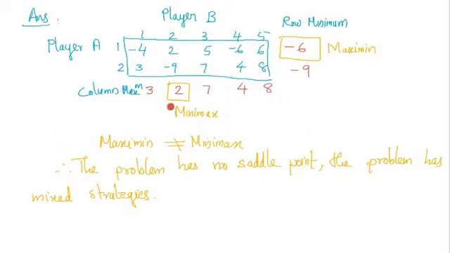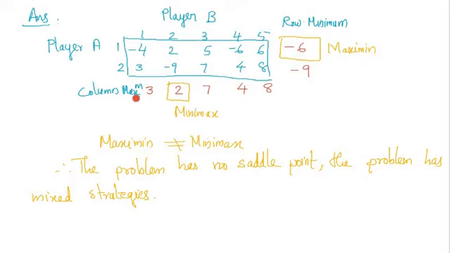Next we will see whether the problem has a saddle point. For that, find the row minimum and column maximum. For the first row, the minimum value is -6. For the second row, the minimum is -9. Of these minimum values, the maximum is -6, which is known as the maximin point.